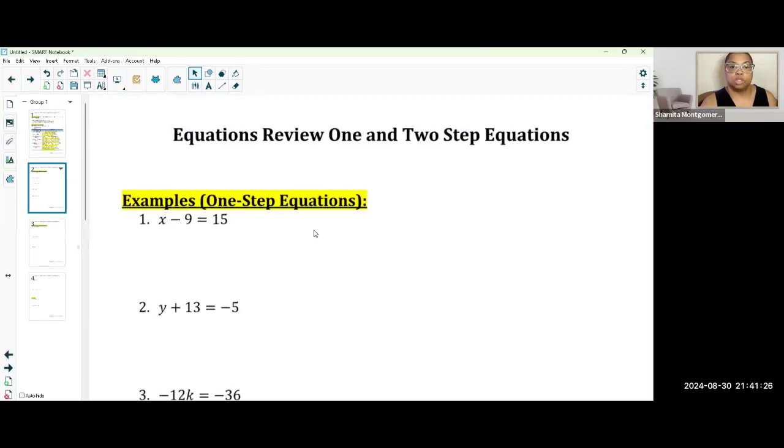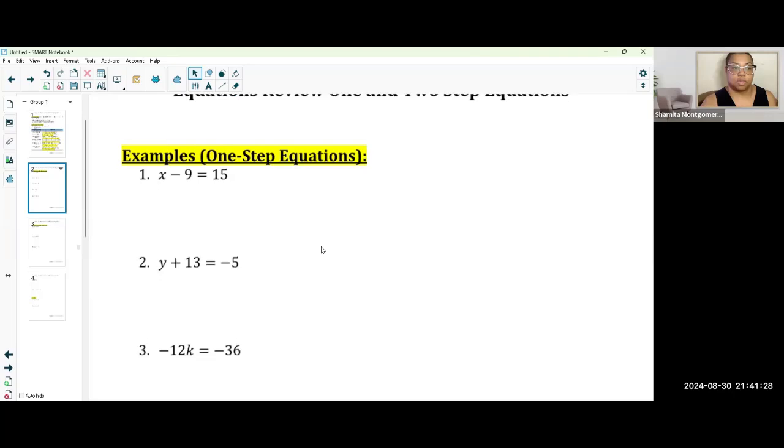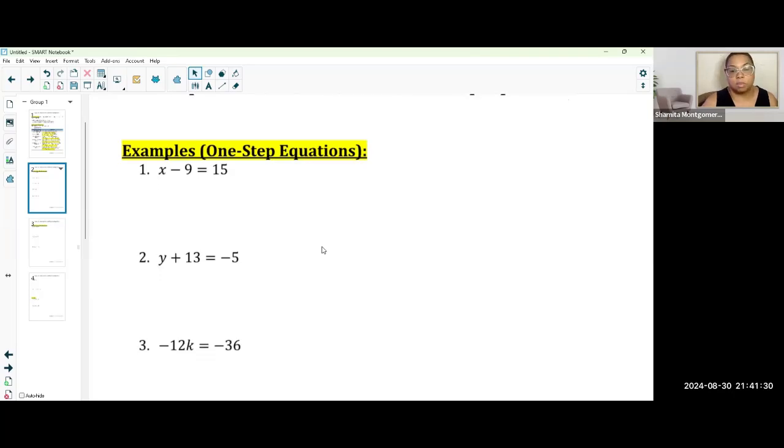Now we're going to go to our first examples. We're going to start with some one-step and then go into some two-step. This is a great review for you because you'll be doing quite a bit of equations while you're in geometry and/or algebra 2. So we're going to start.